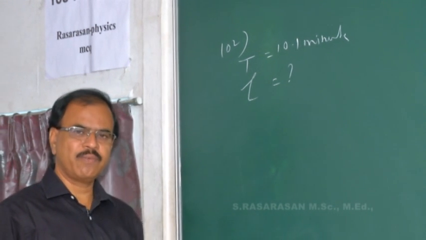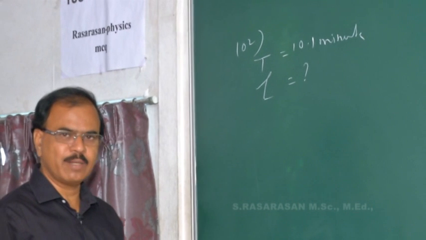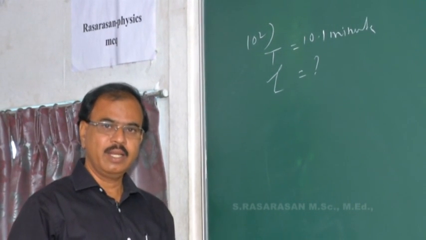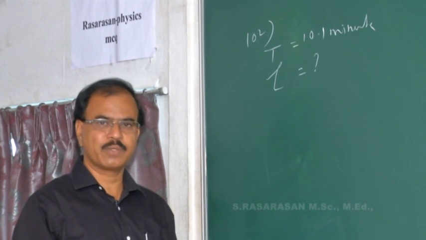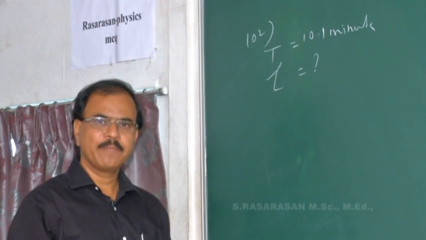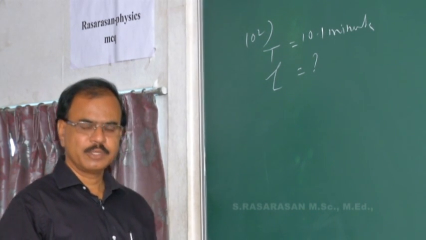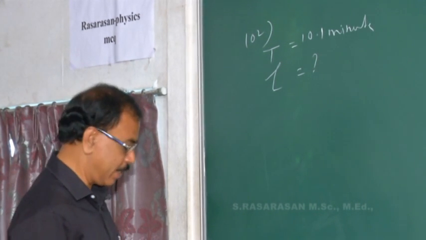It is a sum of the lifetime of all atoms in that element. It is a sum of the lifetime of all atoms divided by the number of atoms available. It is mean life period.